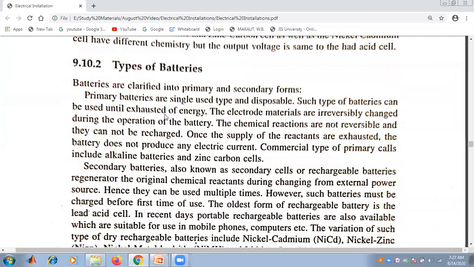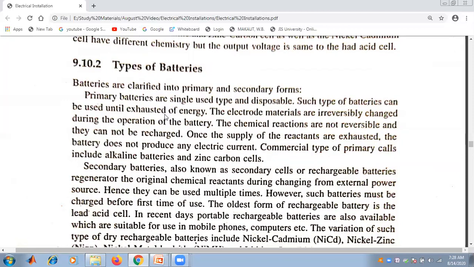So another part of our discussion is the types of batteries. We have known that batteries are classified into primary and secondary forms. The primary batteries are single use type and disposable batteries, and such batteries can be used until the energy is exhausted.